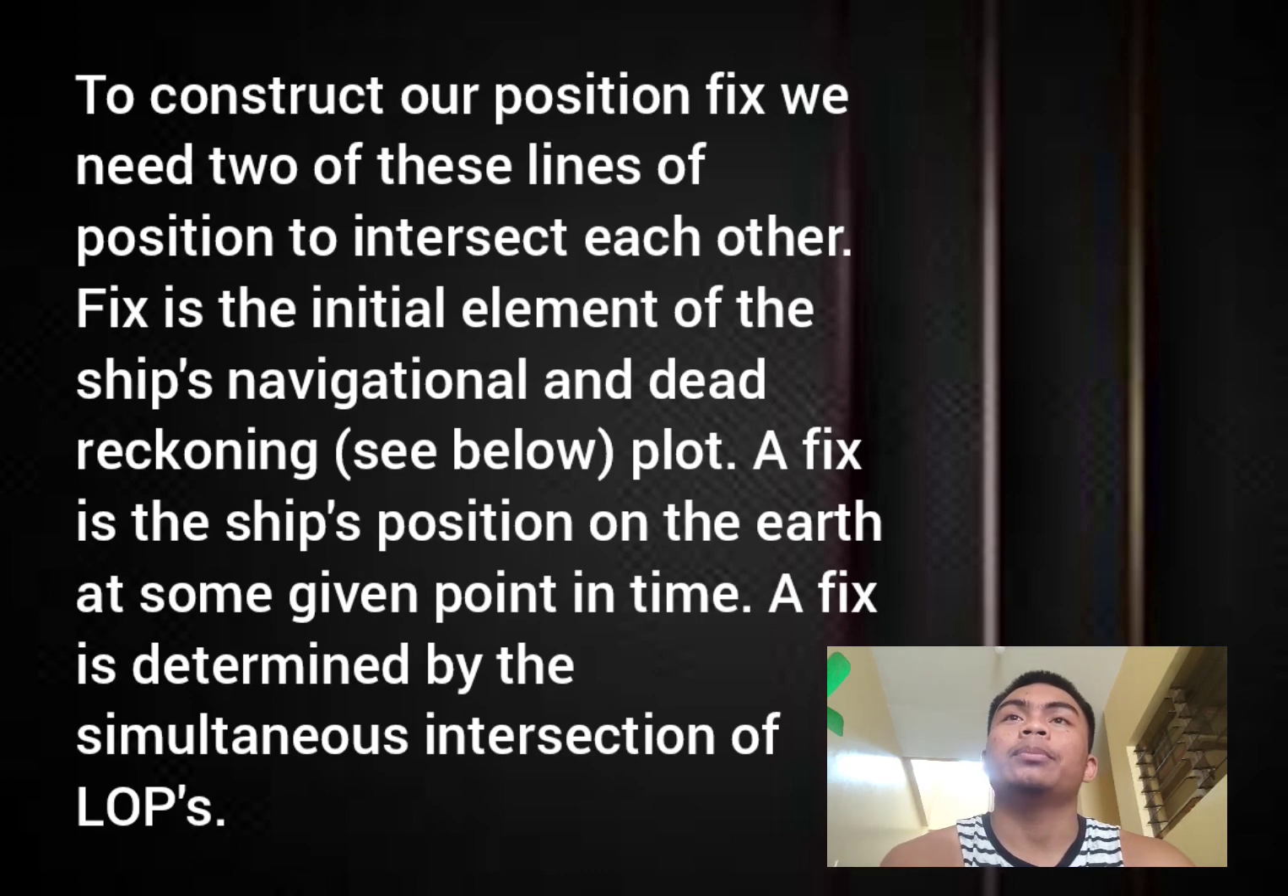The last one is fixed position. To construct our position fix, we need two of these lines of position to intersect each other. A fix is the initial element of the ship's navigational and dead reckoning plot. A fix is a ship position on the earth at some given point in time. A fix is determined by simultaneous intersection of LOPs.